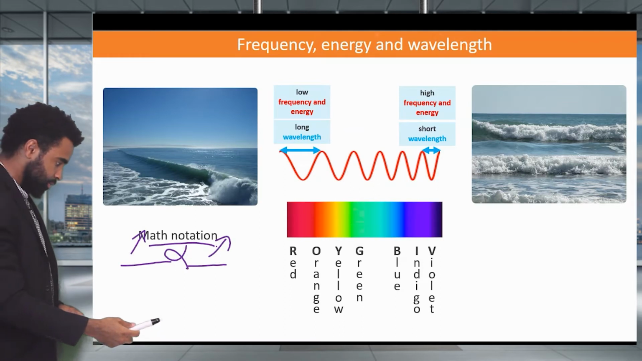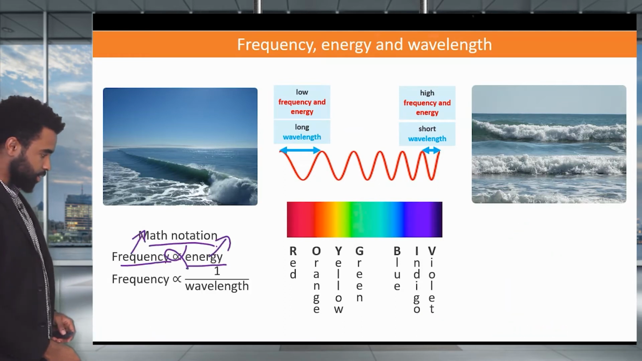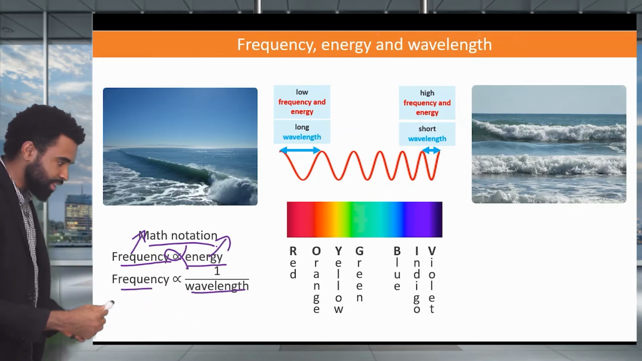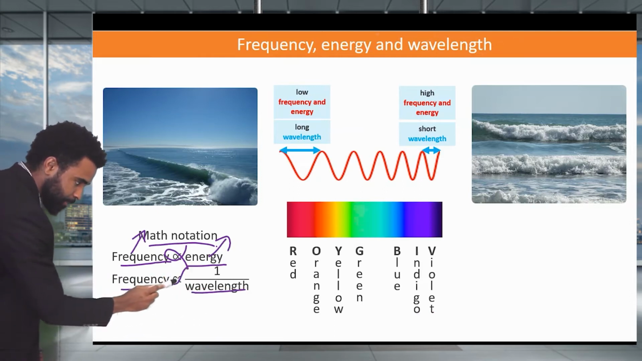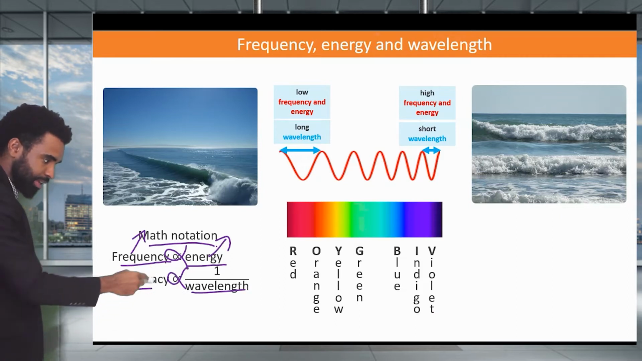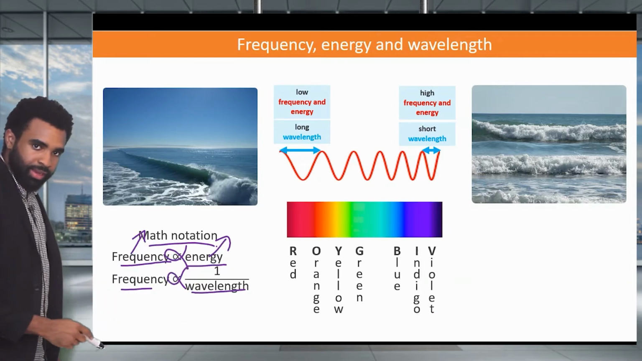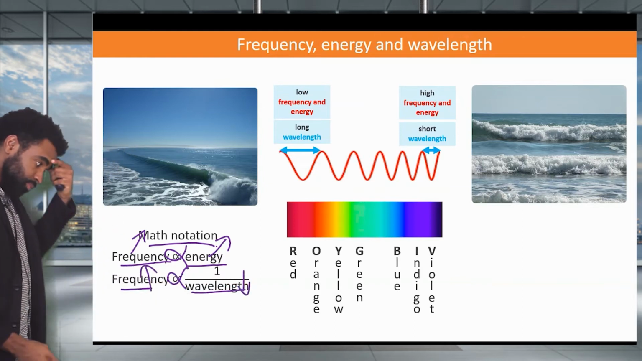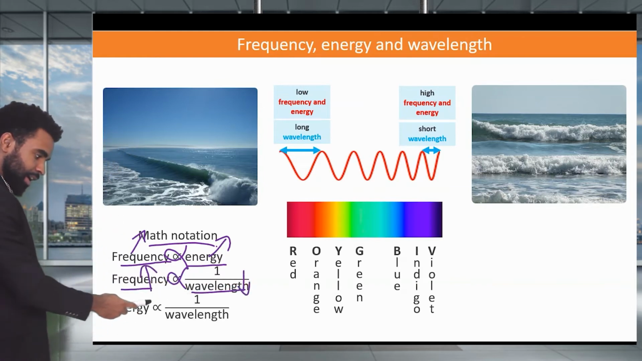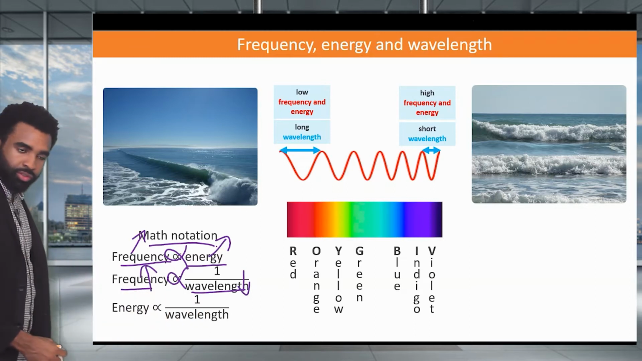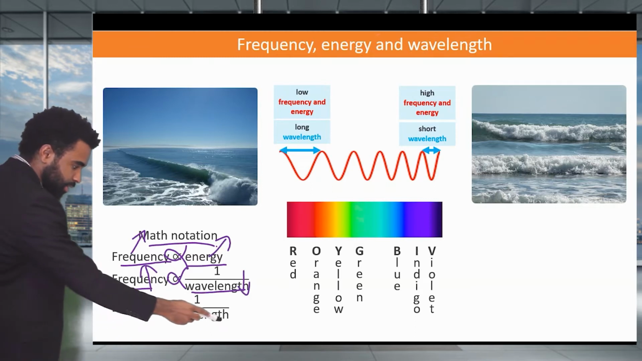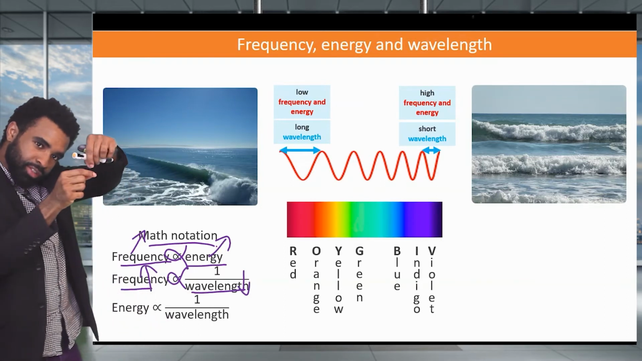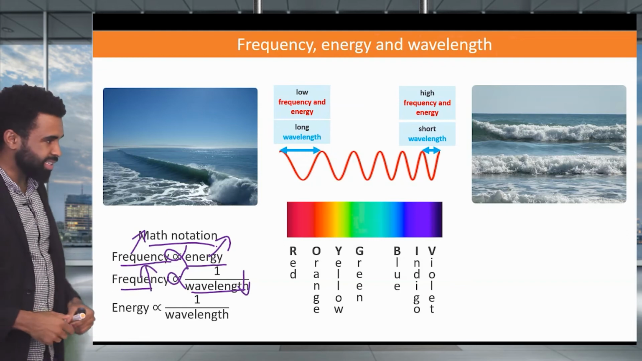On the other hand, as frequency goes up, wavelength goes down. The way to indicate that relationship mathematically is we put the symbol here for proportionality, but we put 1 over wavelength, okay? So as frequency goes up, wavelength seems to go down. And finally, energy is also inversely proportional to wavelength. So energy goes up, wavelength goes down, right? So high energy or high frequency waves tend to have a short distance between those successive crests.